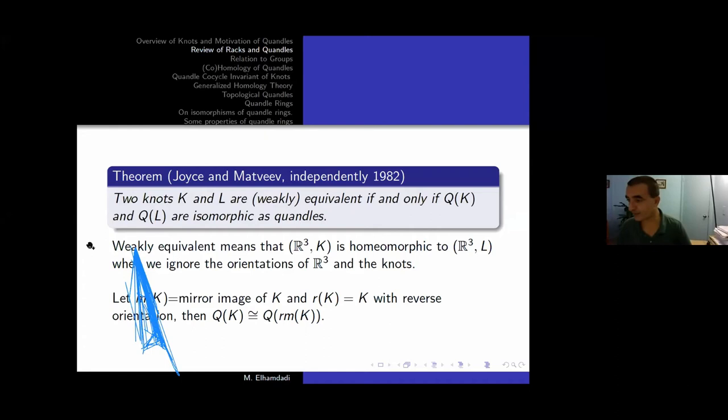Sorry. Then take a knot, do its mirror image. Take a knot and do what's called the reverse orientation. The same knot, but you reverse the orientation. And now I can restate the theorem of Joyce and Matveev. The theorem of Joyce and Matveev says that two knots K and L are equivalent if and only if Q of K equals Q of L, or Q of K is the same thing as Q of the reverse mirror image of L.